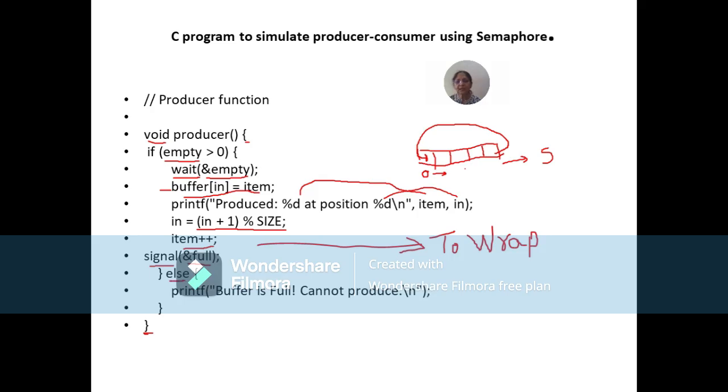Now if you see, there is an else statement here. If empty is greater than 0 is false, when will it be false? When our buffer is full, this condition will be false because empty is going to be 0. There is nothing empty. So it will come to the else part and print this message saying that buffer is full, cannot produce.